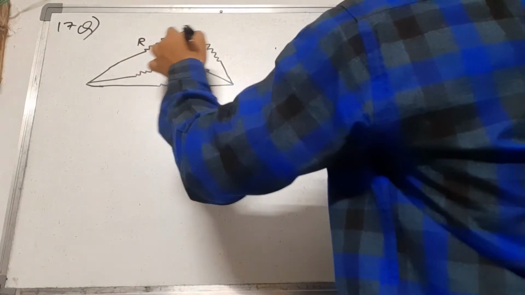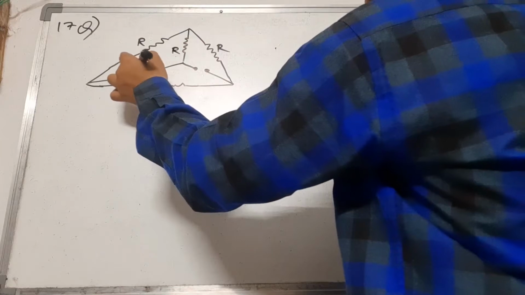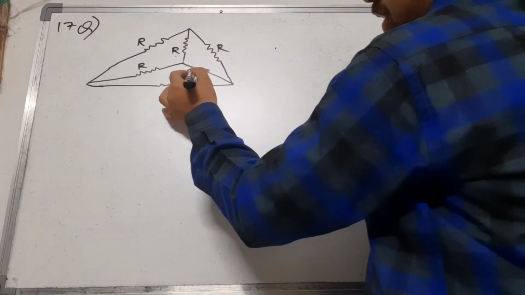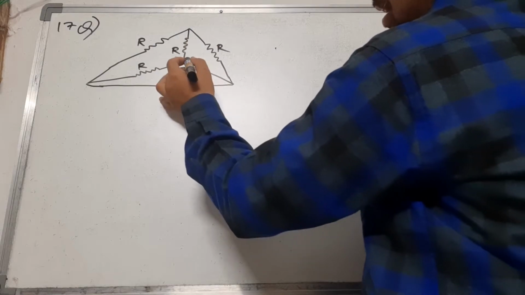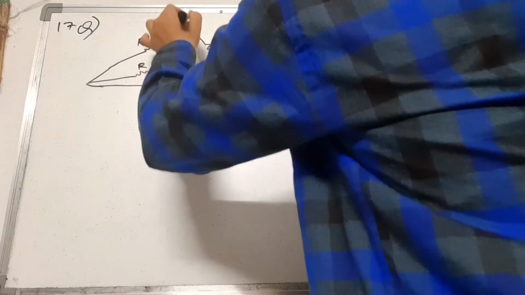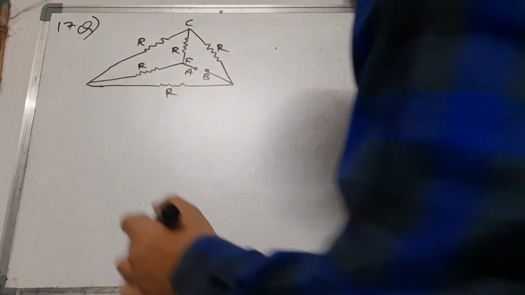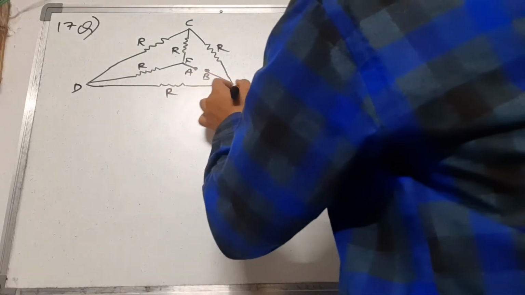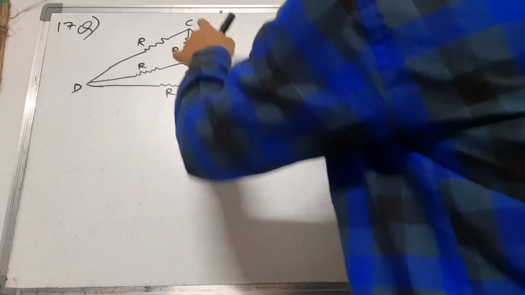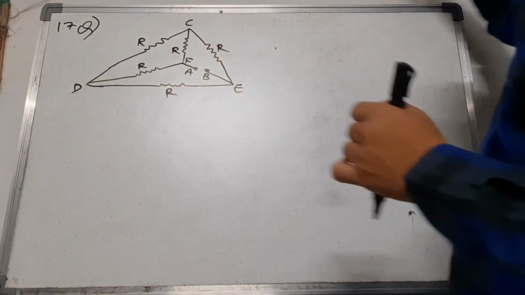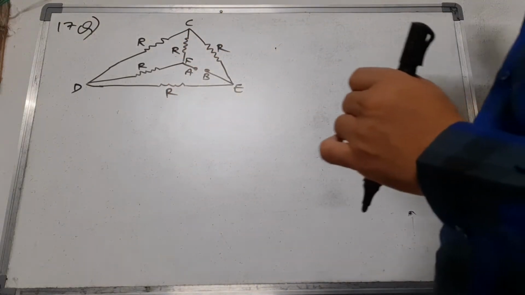This is R, R, R, R, R. The terminals are given here. This is A, this is B, and this is F, this is C, this is D, and this is E. A, B, C, D, E, F. Okay, so like this different points are given.